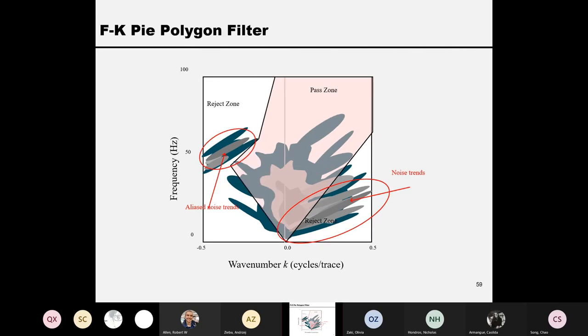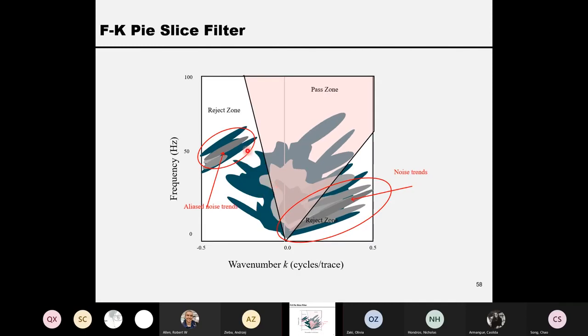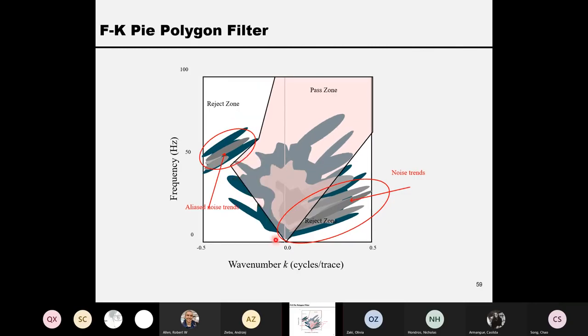That's straightforward. If we're much more sophisticated, you try to keep this corner here. Keep this. You think this is the useful energy. You just slightly refine the job. You cut from here to here, right? That's called using a polygon. It's a polygon filter to do that. Yeah. You get rid of this noise trend, but also the aliased noise trend here. But you maximally keep the energy of the field, right? That's the pass zone, and that's simple.